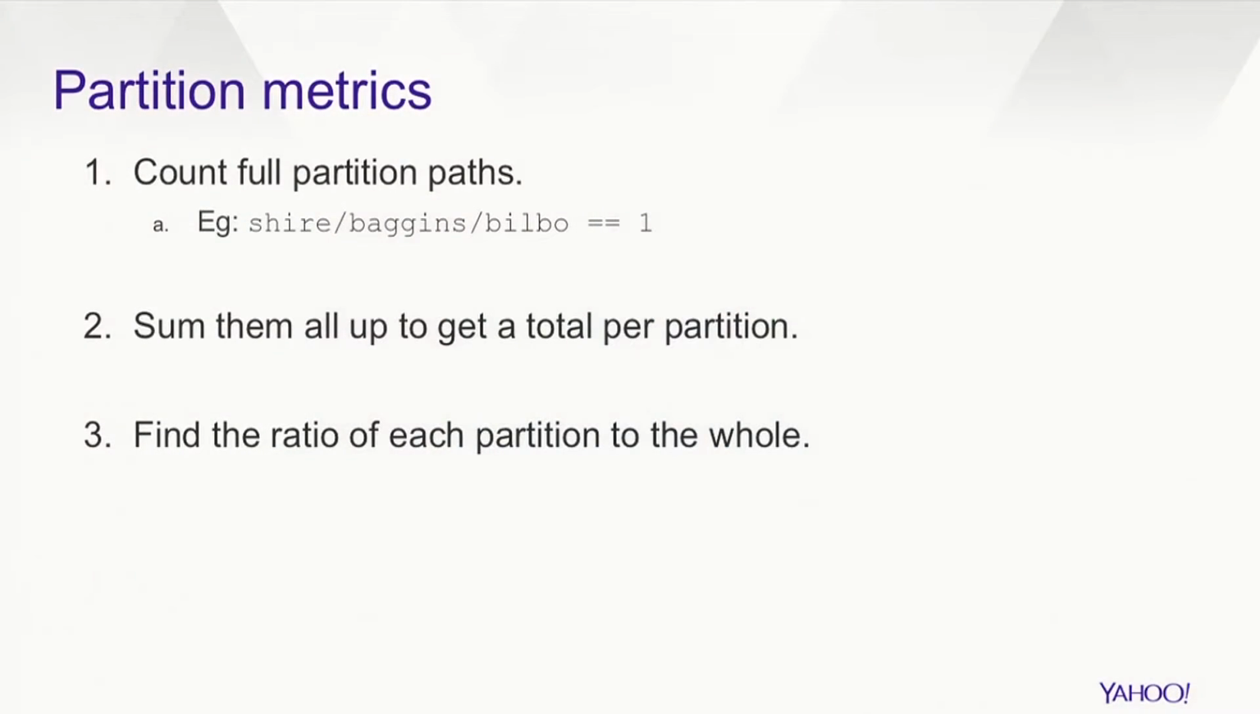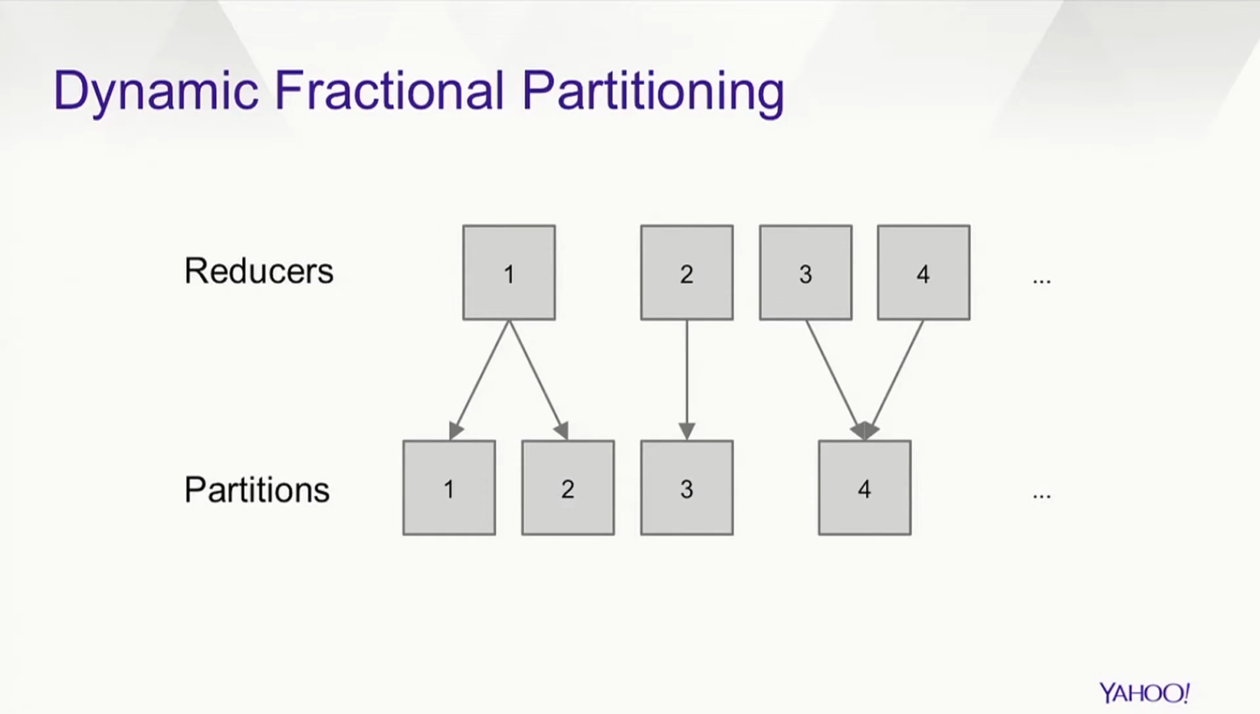Okay, so let's go through an example of what we do here. Let's say we use count as an approximation for how big a partition is going to be. Count is actually not that good, but for discussion purposes here, let's just use count. If we have 10,000 events and 1,000 of them belong to Shire, Baggins, Bilbo, that means that Shire, Baggins, Bilbo would need 10% of the machines to handle that load.